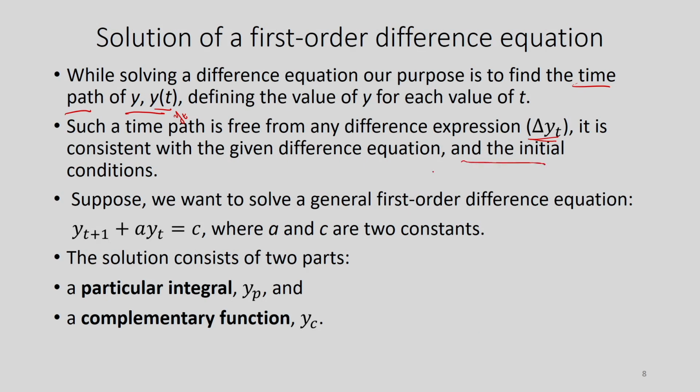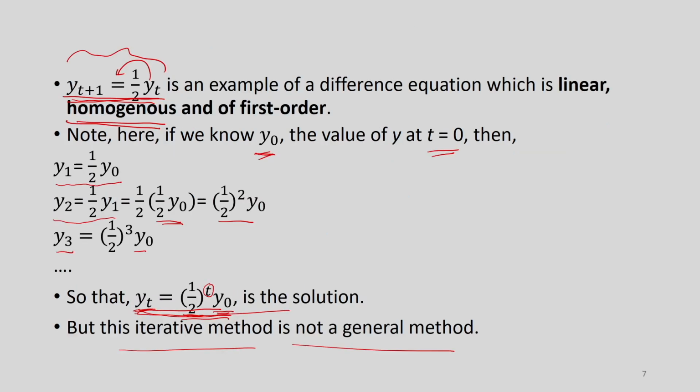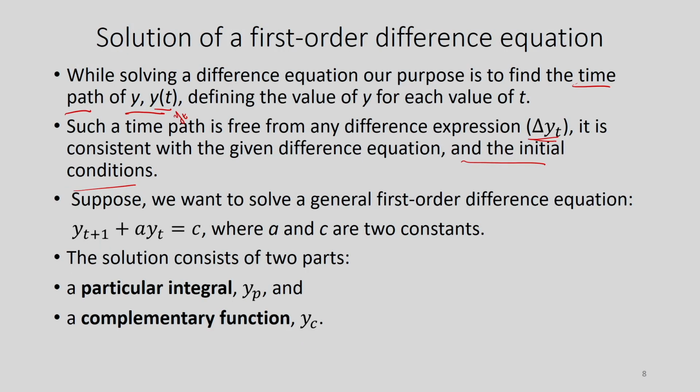And the initial conditions. What is meant by the initial conditions? This is an example of an initial condition, that at t is equal to 0, I know what is the value of y, it is given by y0. So, that is an initial condition. So, the time path or the solution of the difference equation has to satisfy these criteria. Firstly, it should not include an expression like this delta yt. Secondly, it is consistent with the difference equation that is given to us, and thirdly, it should satisfy the initial condition.